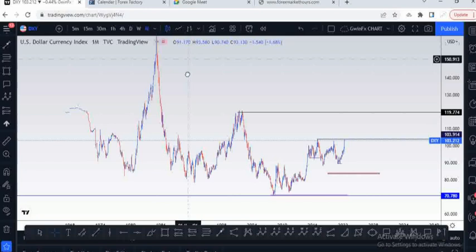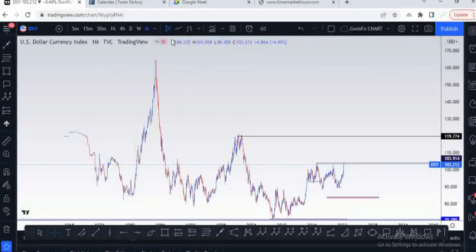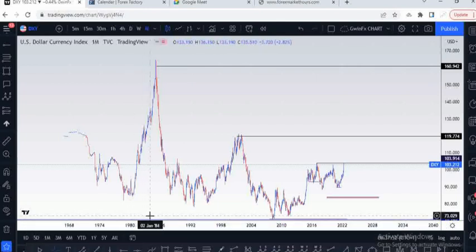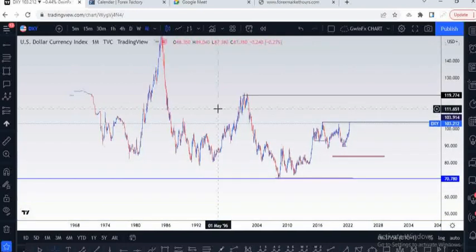After we had price peak around this extreme right here, we had price peak around 160. This is the dollar index. That was around 1985. After that point, we had price starting to slow down in some sort, and then create some sort of structure here.